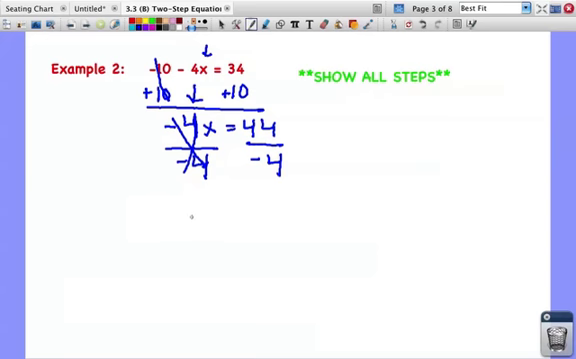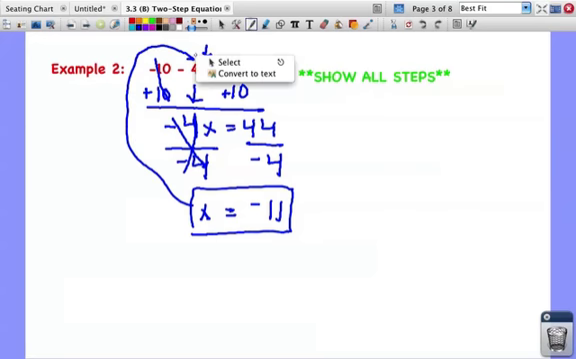So those cancel each other out. I'm left with x equals negative 11. And that is my final answer. Okay, again, let's just check it by plugging it in for x.